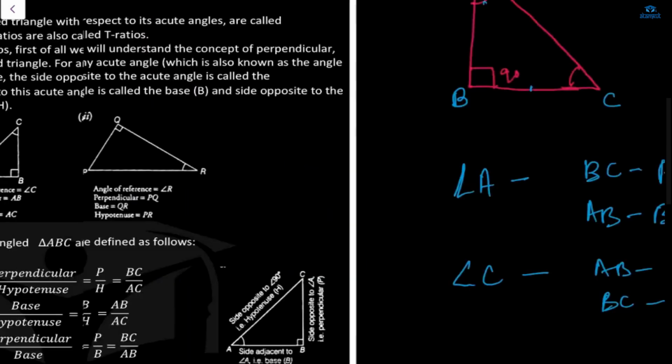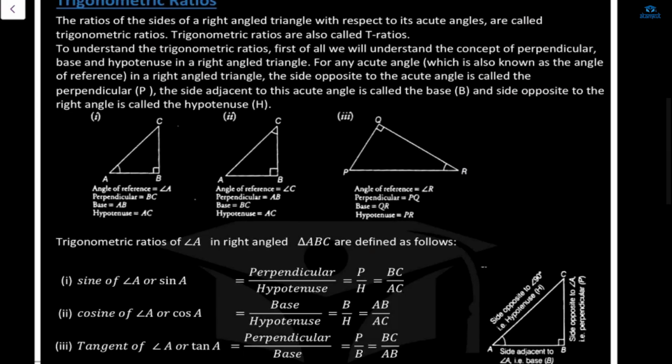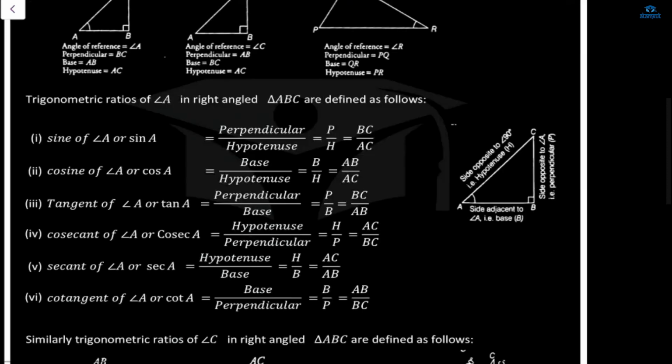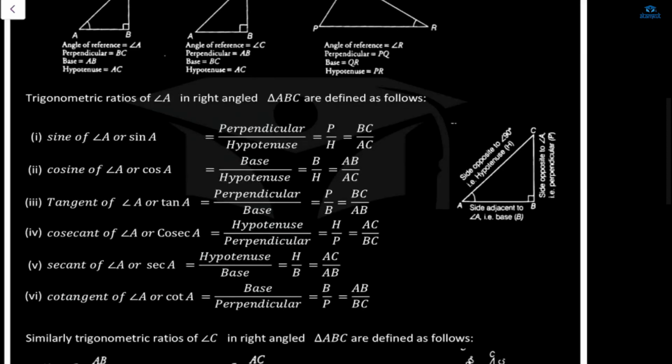This is one of the important things you should know: the perpendicular and the base depend on the angle you take as reference. The hypotenuse is the longest side, that is no problem. Now there are 6 trigonometric ratios: sine, cosine, tangent, cosecant, secant, and cotangent.